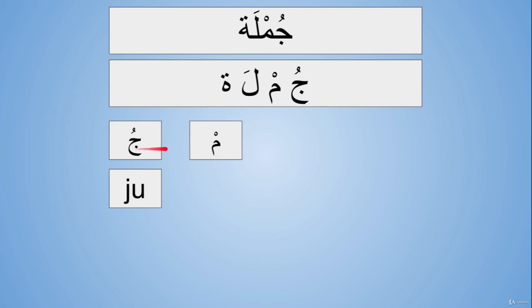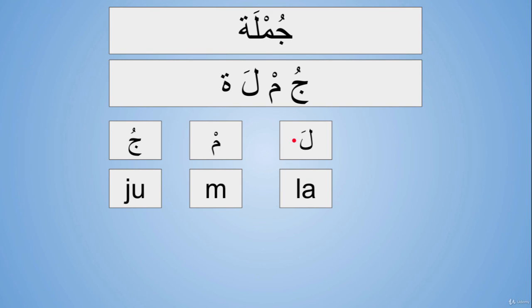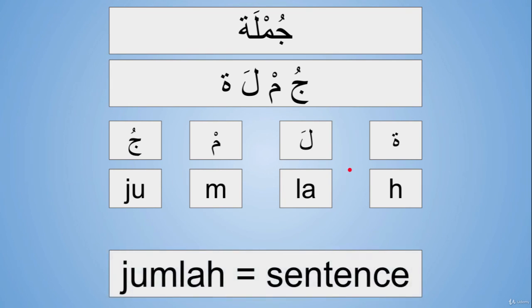Then what is the second letter? It's Mim. And what diacritic is this? It's Sukun. So it sounds as m without any vowel after it. And the next one is letter Lam. And what diacritic is this? It's Fatha. So what sound does it make? La. And this is the last letter of this word, which is Ta marbuta. So it sounds as h. So let's put it all together. Jumla. So this word means Jumla, which means sentence in Arabic.